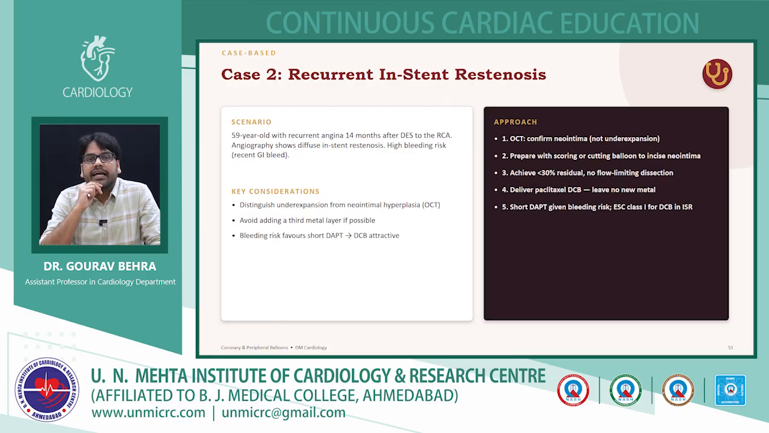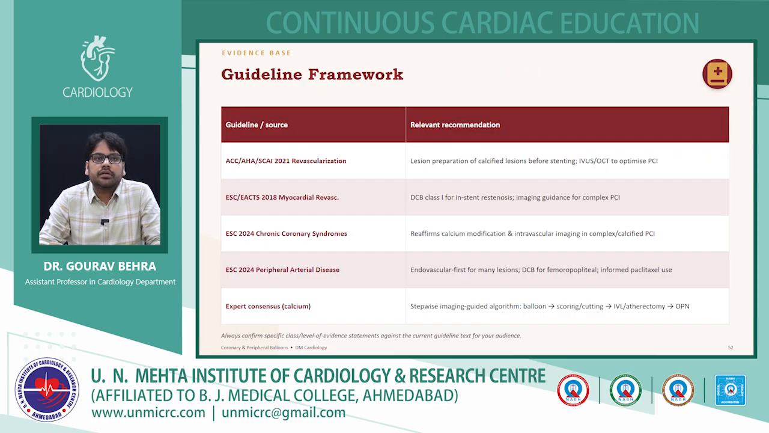So in recurrent ISR cases, you should do imaging to confirm whether it is neointimal hyperplasia or an underexpanded stent. So you have to differentiate by imaging. You should avoid any third metal layer if possible. And if bleeding risk favors short DAPT, you should give DCB. So imaging and plaque modification is important.